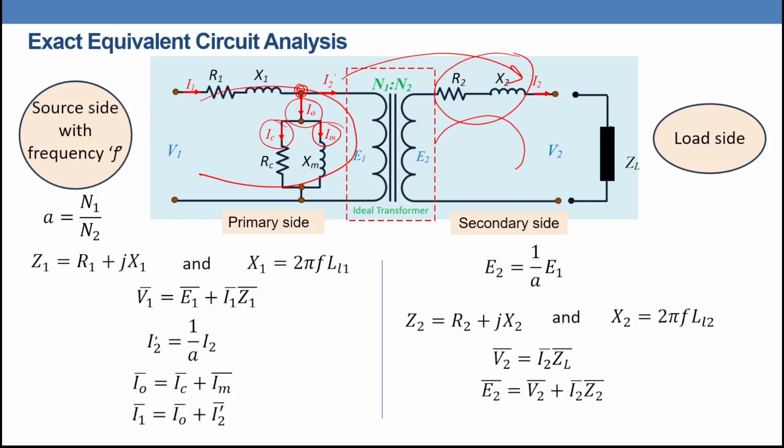So we notice that this is not an easy analysis and it is time consuming. What do I mean? Although the exact equivalent circuit shown here gives the accurate representation of the real transformer, it is not usually preferred for calculation because it contains quantities in both the primary and secondary side separated by an ideal transformer. This makes the analysis somewhat complicated. So what is the solution to simplify the calculation? We are going to use what we call the referred equivalent circuit, and this is what we are going to cover in the next video.